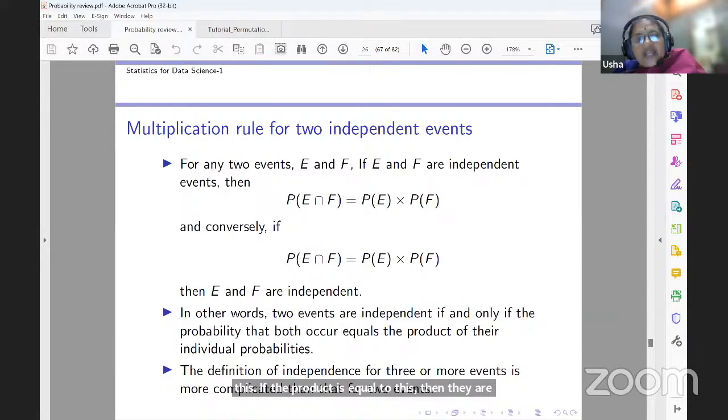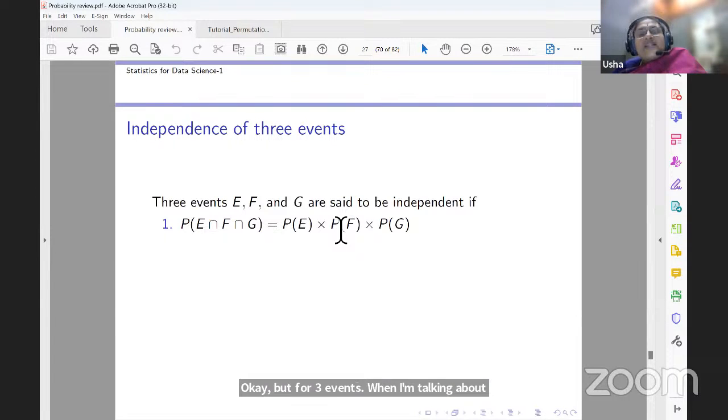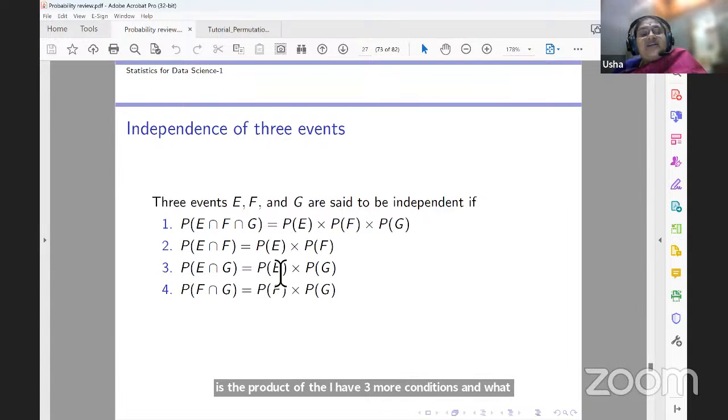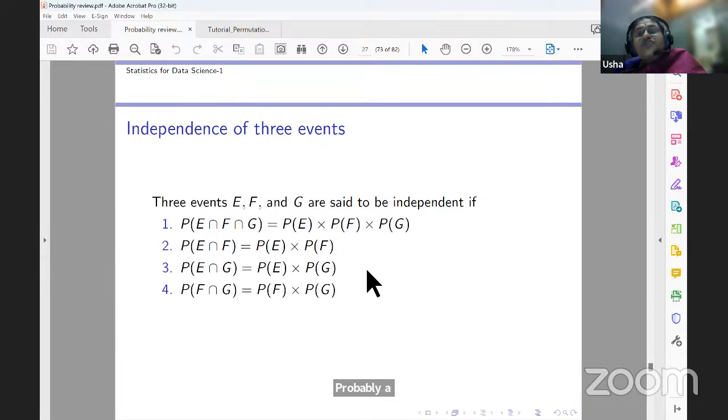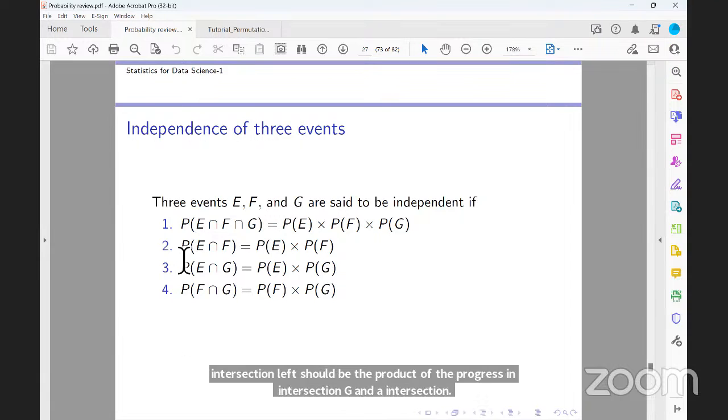But for three events, when I'm talking about independence of three events, this alone is not a sufficient condition. The probability of E intersection F intersection G being the product of the probabilities is not enough. I have three more conditions, the pairwise independence. The probability of E intersection F should be the product of the probabilities, and likewise for E intersection G and F intersection G. Is that clear now?